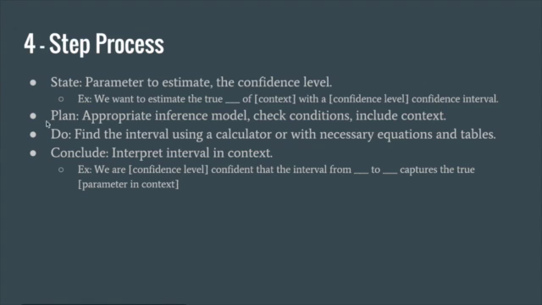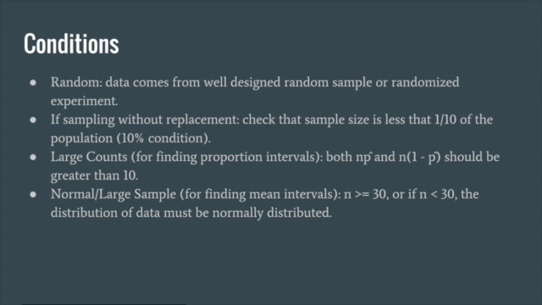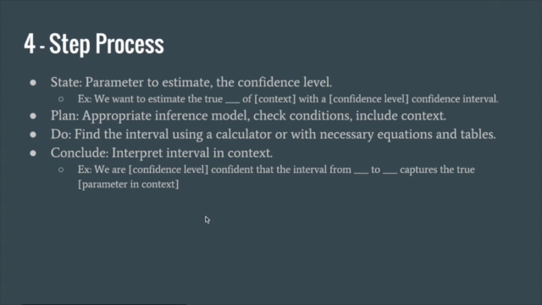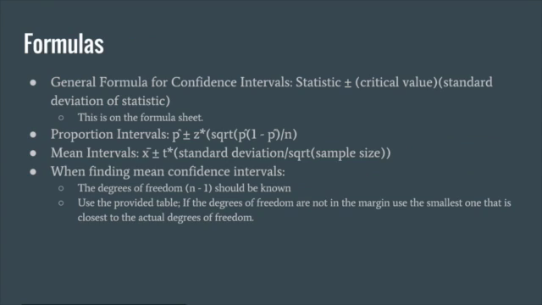Then you're going to do the plan, your inference model, so a z interval or a t interval. Check your conditions, so random, 10%, large counts, or normal / large sample. And then you need to include context for your conditions. And then for do, you can find the interval using your calculator or by calculating with the equations and the tables, and then conclude in context like we did before.